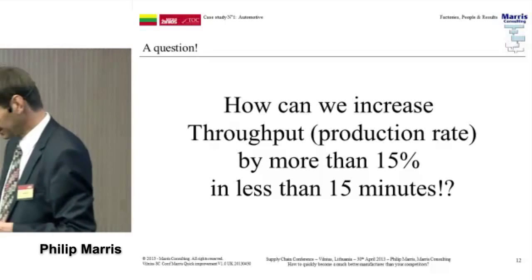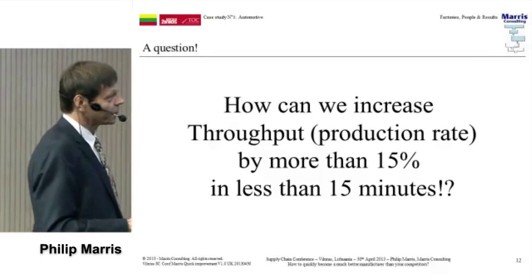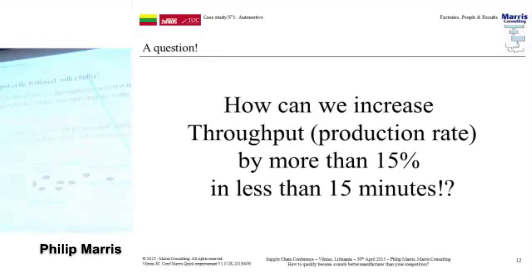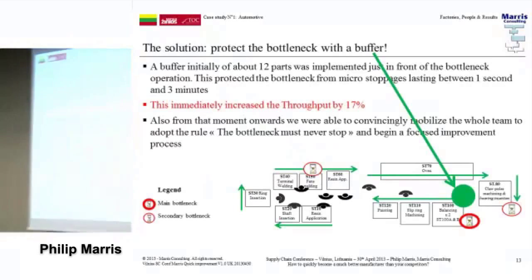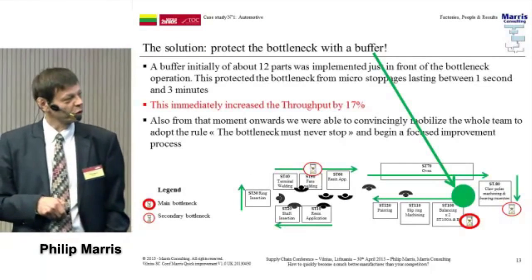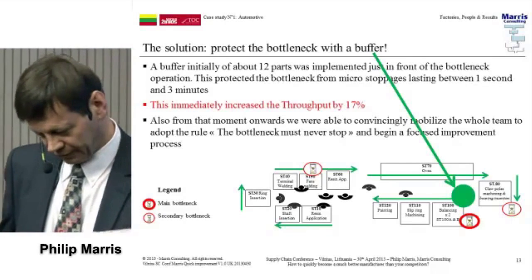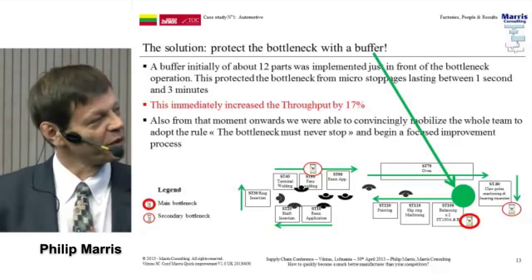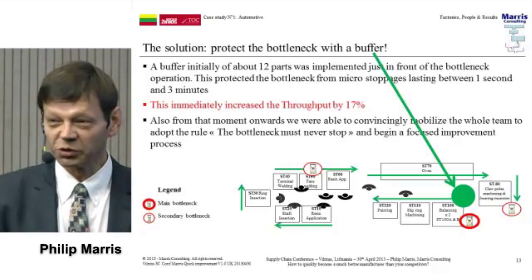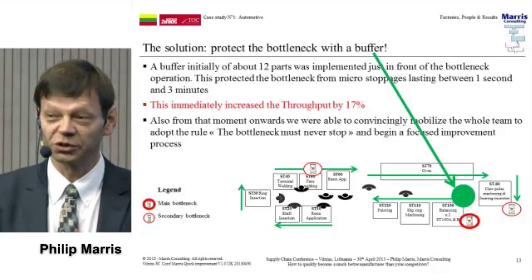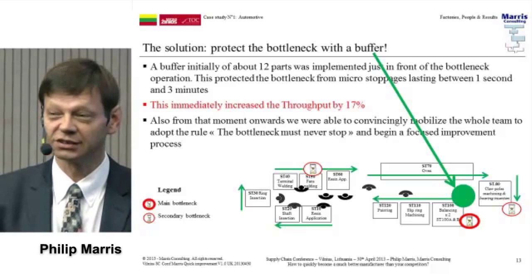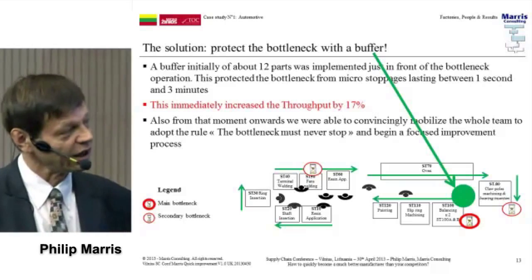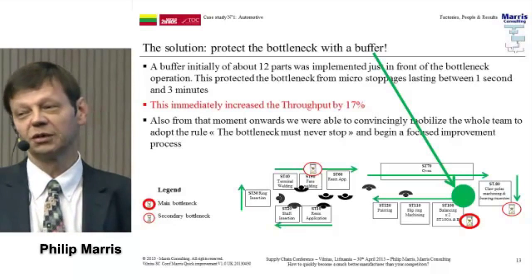Put a buffer before the bottleneck. That's all we did. Well, first we confirmed that was the bottleneck. In this very lean organization, we put 12 parts, a queue of about this big, in front of the bottleneck. From that moment on, it stopped having micro stoppages which weren't written up anywhere. Stoppages of less than 3 minutes, 40 seconds, 60 seconds, 2 minutes, which nobody had even time to write about anywhere. And immediately we started producing 15% more.